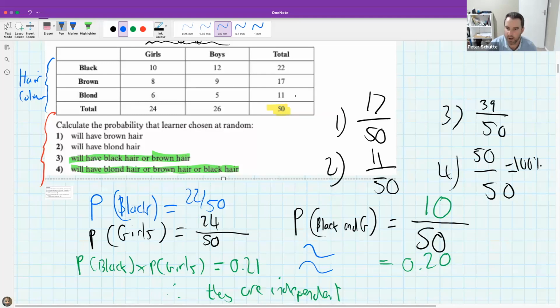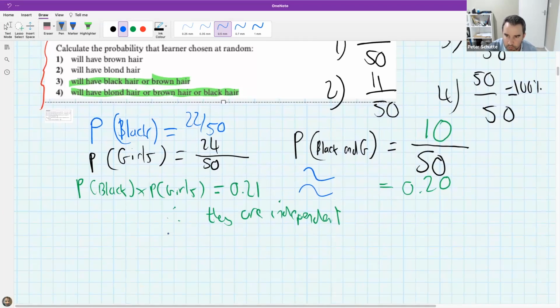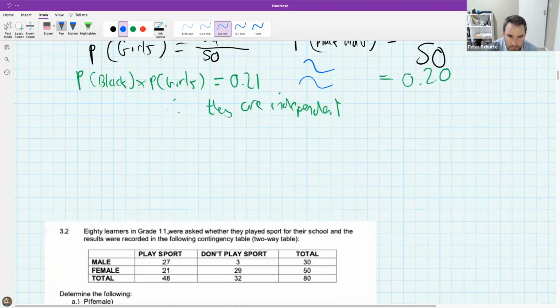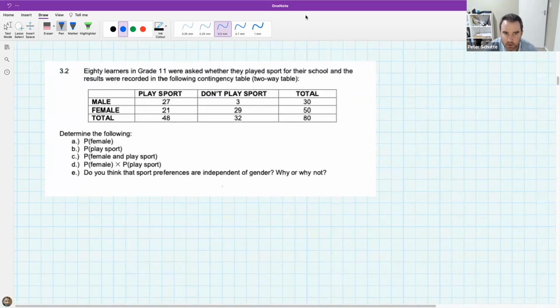Okay, let's squeeze in one more before the break. So this is straight from an old exam question. See if you can do this whole one for me over here. You're given 80 learners in grade 11 who were asked whether they played sport for their school, and the results were recorded in the following contingency or two-way table. See if you can answer those 5 questions and then just pop them in the chat as you do them.